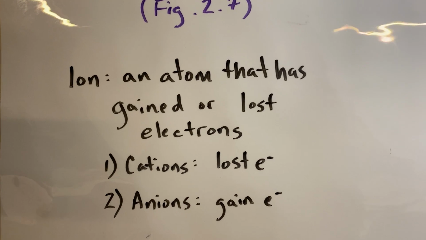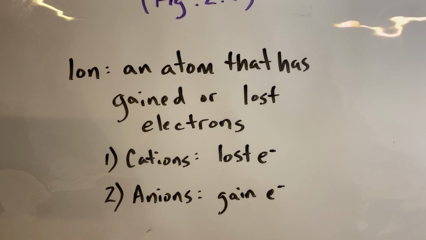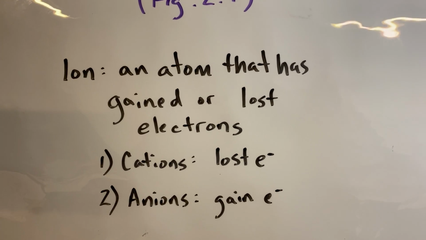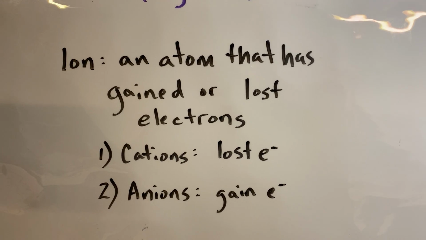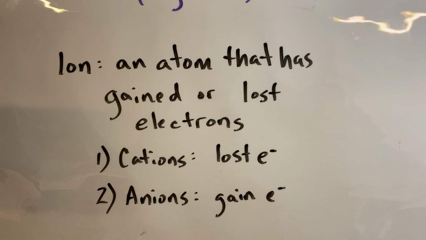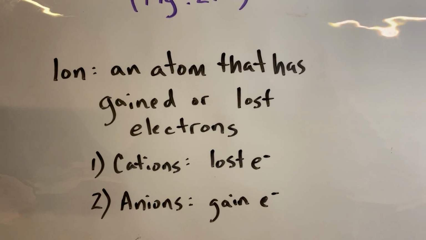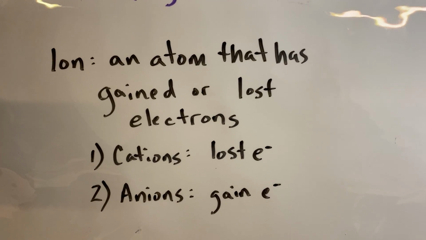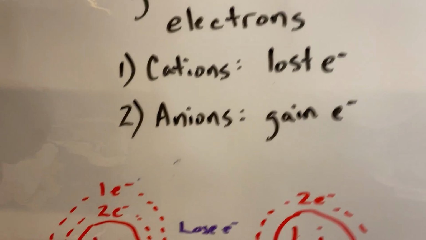An ion is an atom that has either gained or lost electrons. If you've lost electrons, we call you a cation. If you've gained electrons, we call you an anion, because you're negative, you're anionic. So what does it mean to gain or lose an electron?